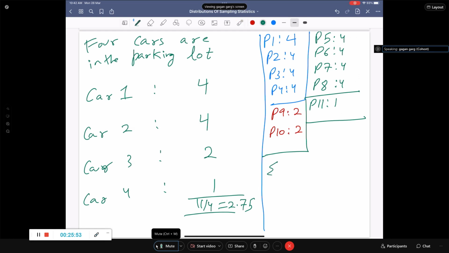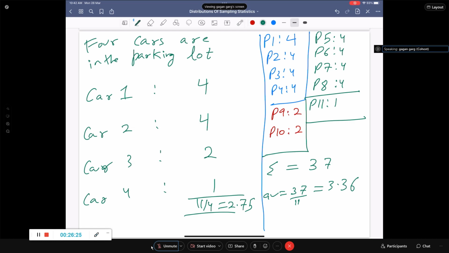What is the total? And how many people are there? And what is 37 by 11? 3.36. Yes, after decimal, you never say it like 36, 46, 55, 100. It's 3.36. It's more than 3.